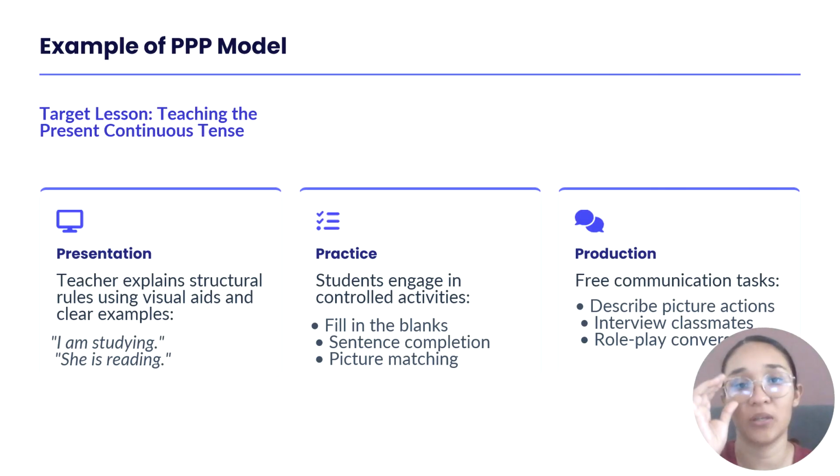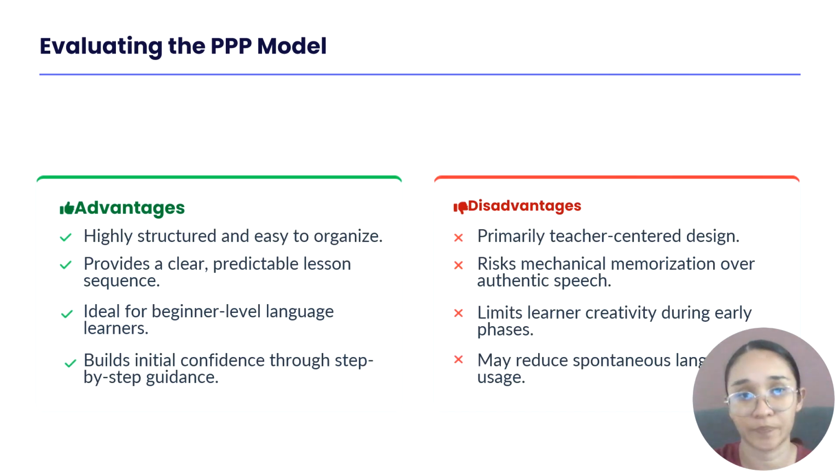Here is an example. If a lesson is about the present continuous tense, first the teacher is going to present the topic, and then the students are going to complete practice activities, like filling in the blanks or many others. And finally, students are going to describe different pictures or talk with a partner about any topic, using the grammar that was presented. In this way, the students move from learning the rule, the grammar, to using that grammar in real life communication.